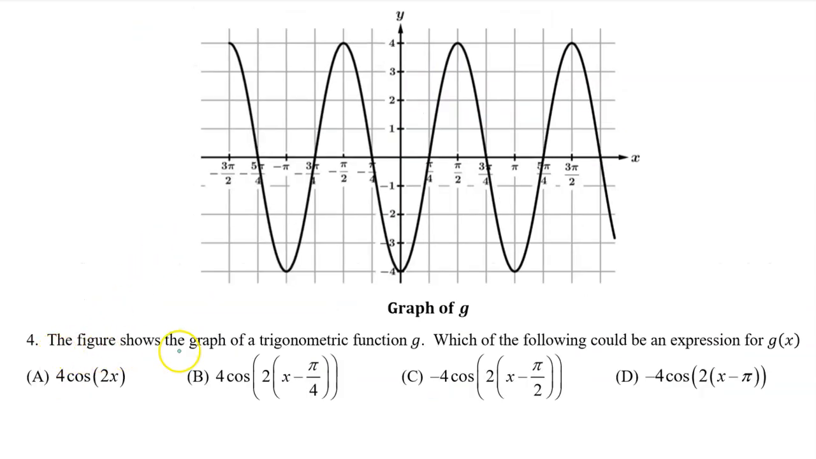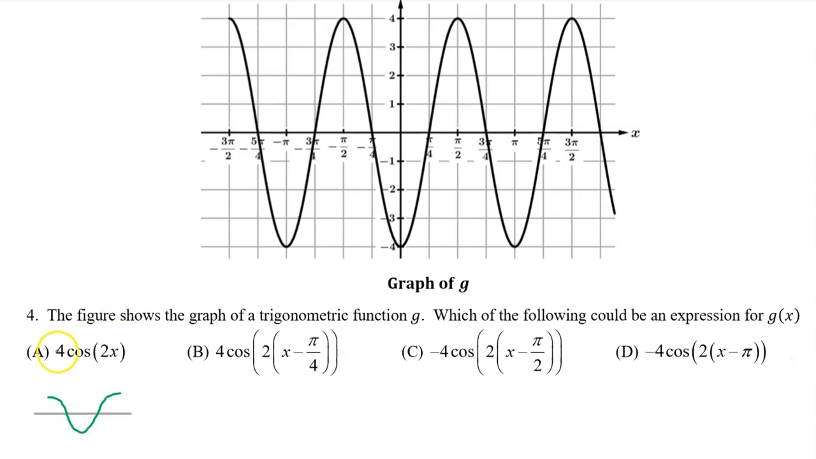Number 4, the figure shows the graph of a trigonometric function g. Which of the following could be an expression for g of x? The positive a value tells us that function A is a right side up cosine function like this. So starting at the phase shift, one period of function A should look like this. Since the c value is 0, there is no phase shift. So one period will begin right at 0.